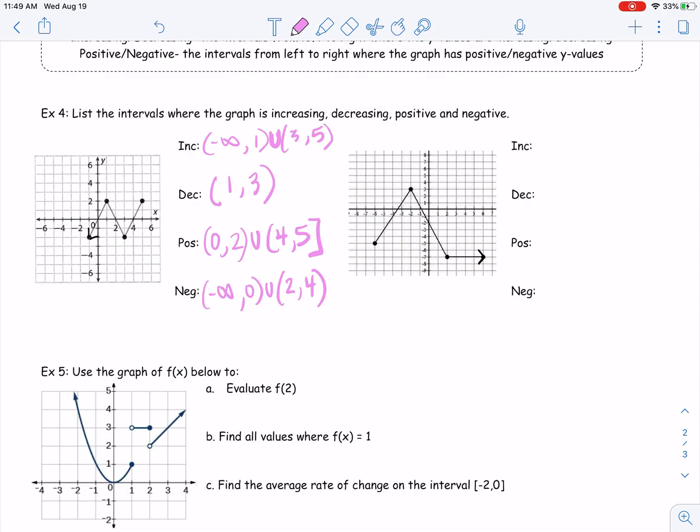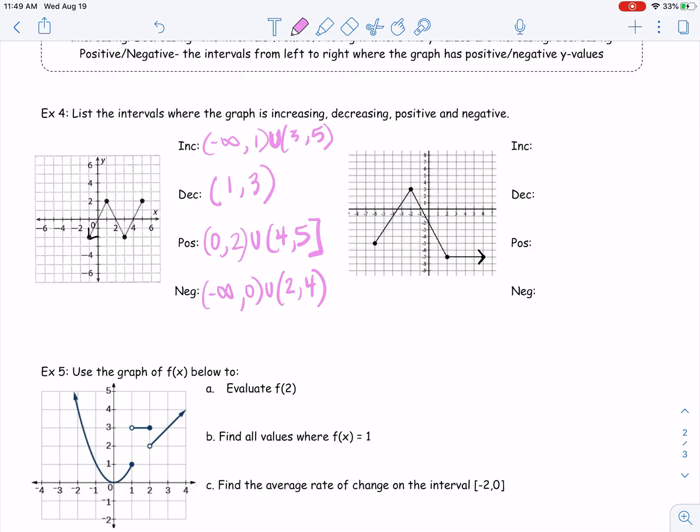Notice 0 as an x value has a y value of 0. That's not negative. I cannot include it. An x value of 2 has a y value of 0. Not negative. Can't include it. X value of 4 has a y value of 0. That's not negative. I cannot include it. So I'm using parentheses for that whole set of intervals there. If you would like to pause the video and try to do the next example on your own, I would strongly encourage that. But here I go.